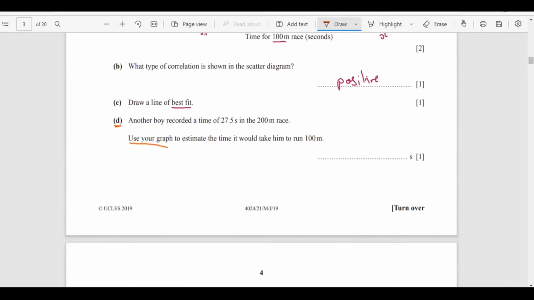Now, even for this answer, the examiner's range would be a wide one, right? Like here in the marking scheme for part D, it says it would be based on their line of best fit, right? So it is completely fine. This would depend on your line of best fit, and that is how they're going to answer the question.